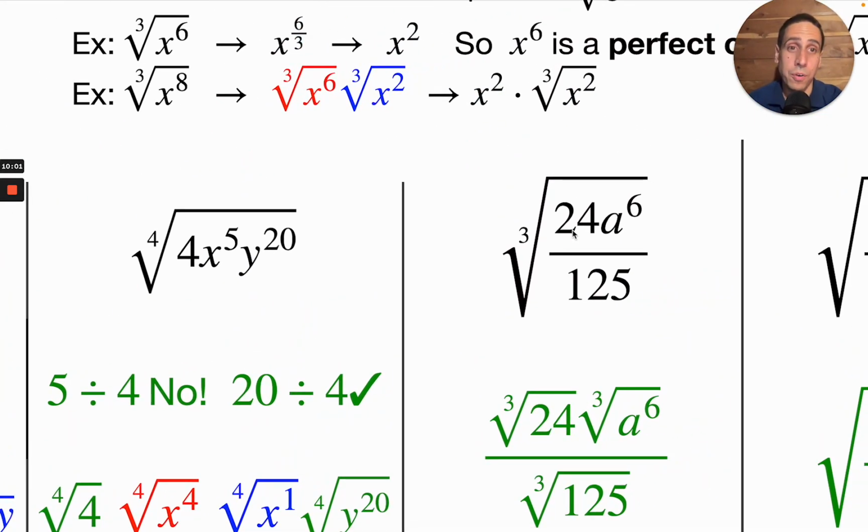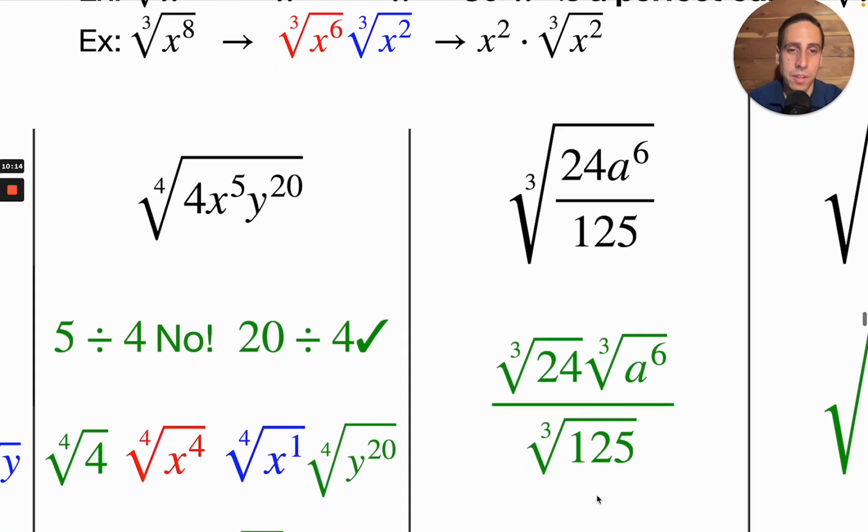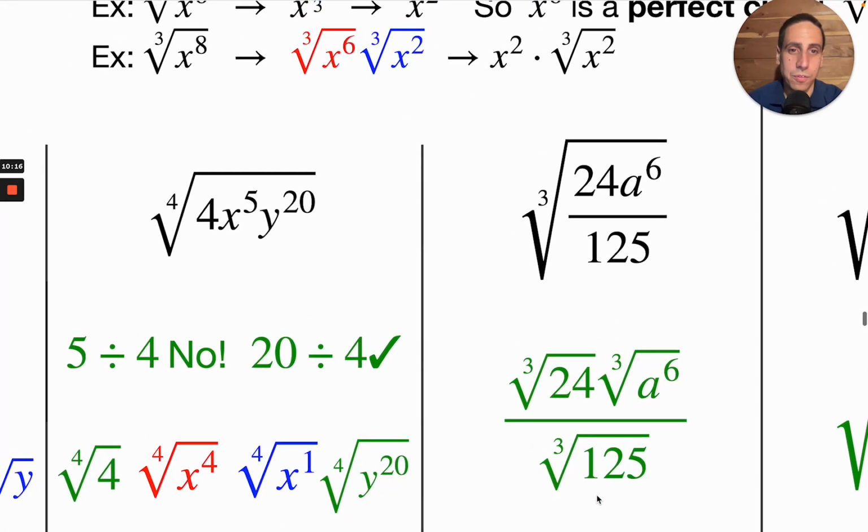Cube root of 24, a to the 6 over 125. Well, we're going to split them up. The fractions get split up, and the different factors in the numerator all get split up. So the 24 and the a and the 125, they all get their own cube root. And now we can kind of ask ourselves, which of these can you take the third root of?